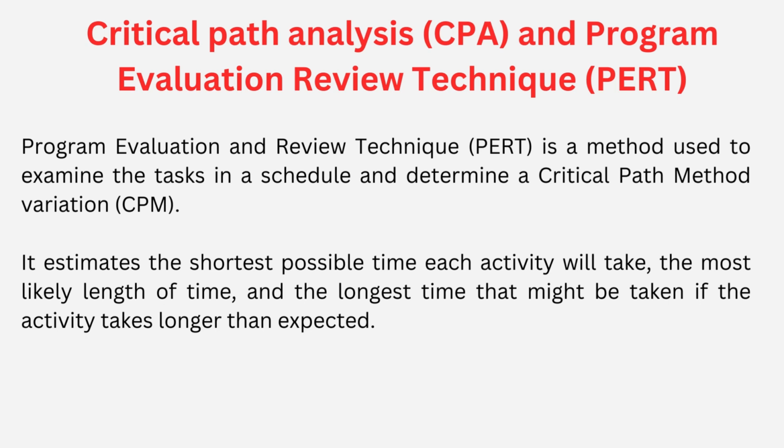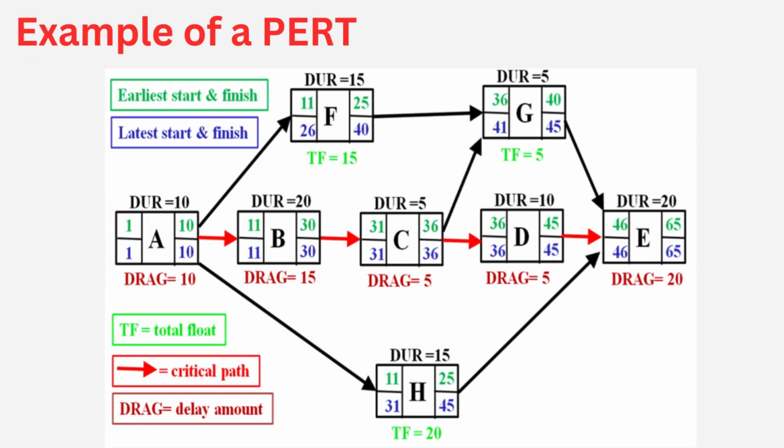Let's see an example PERT diagram so you can understand what it says. This is an example of a PERT diagram, and there are tasks A, B, C, D, E, F, G, H, and the tasks are marked inside the boxes. The green values show the earliest start and finish times, and the blue ones show the latest start and finish times. So how do we fill in and get the values inside these boxes?